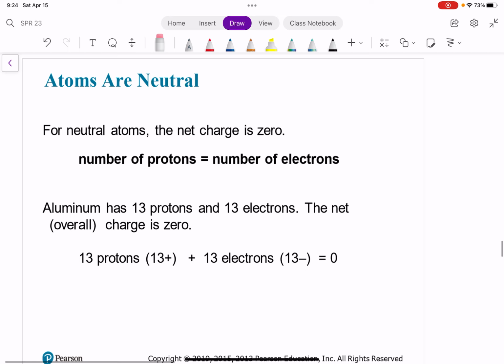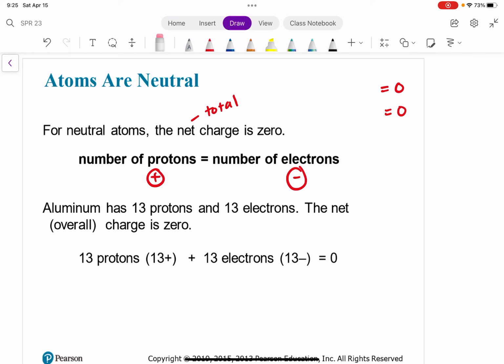All right, so atoms are neutral. So atoms would like to be neutral. When they're neutral, they're happy. So for neutral atoms, the net charge is 0. So that just means, remember, net charge means the total charge. So remember, if protons are positive and electrons are negative, in order for that atom to be neutral, we need to have the same number of protons and the same number of electrons, because plus 2 minus 2 equals 0, right? Plus 1 minus 1 is just 0.